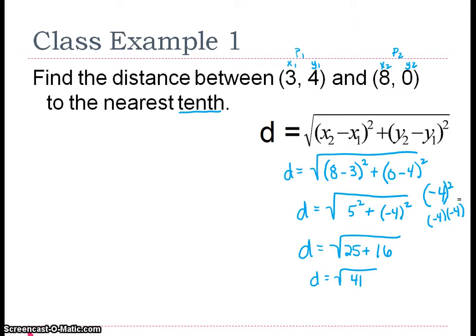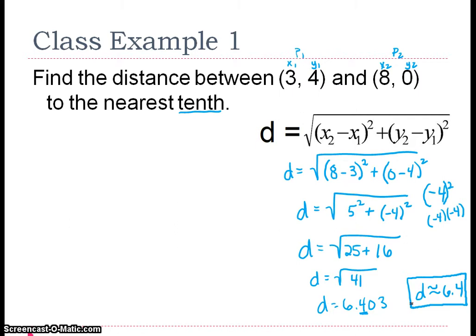So if I type into my calculator the square root of 41, I get 6.403. So I get d is equal to 6.403. Alright, so to round to the nearest tenth, this is the tenth place. So I've got to look right behind it. Is this 0 big enough to round this 4 up? No, it's not. So this 4 needs to stay the same. So we're going to say that the distance is approximately equal to 6.4. Alright, so that's how to do this with the distance formula.